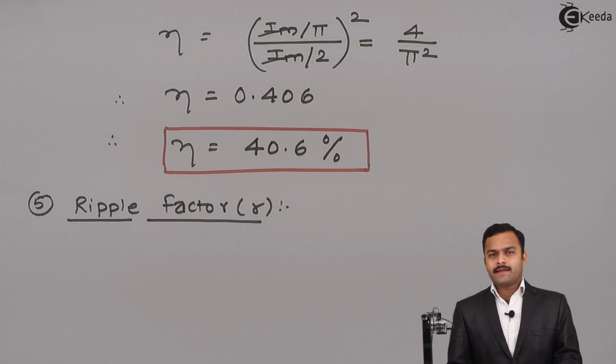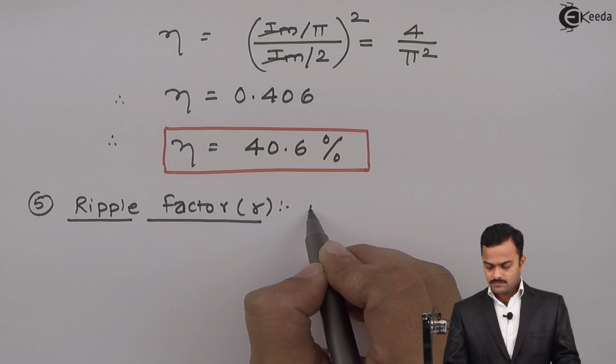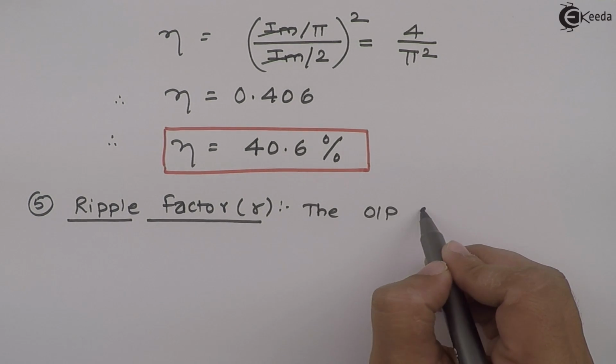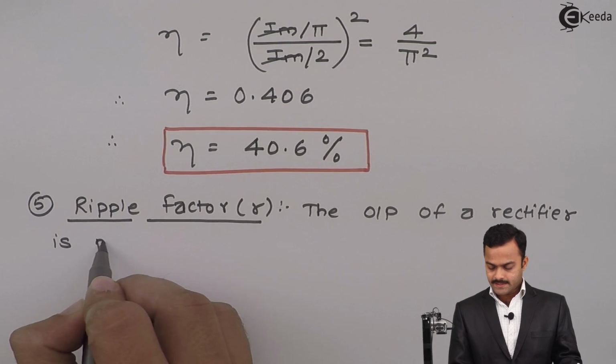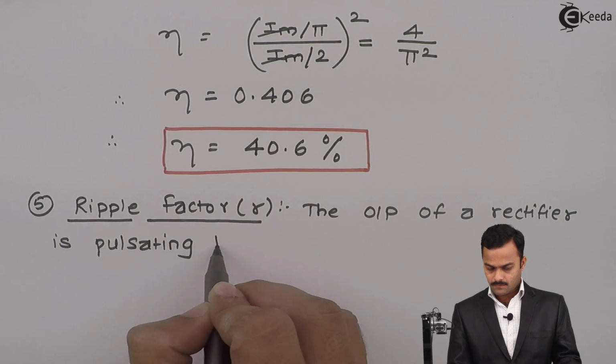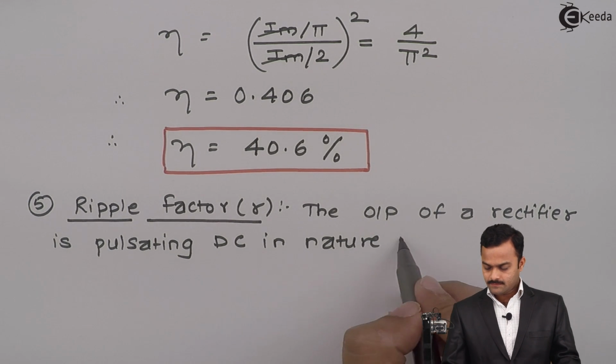The output that we are getting from half wave rectifier is not a perfect DC. It has some amount of AC along with DC, and that AC content is called as ripple. So we need to filter this out, hence filter circuits are required. So first let's define the ripple. The output of a rectifier is pulsating DC in nature.